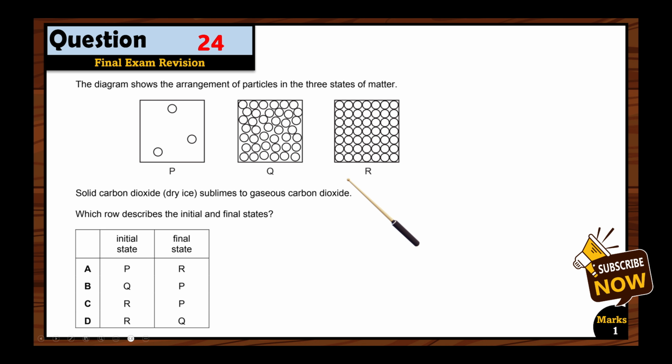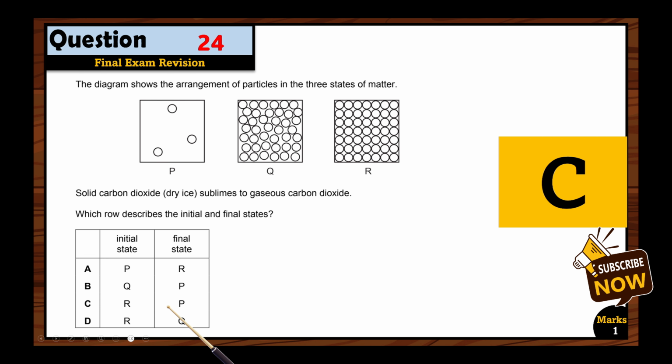So which one is solid? Of course, R is a solid and P is a gas, right? So R to P. So the initial state is R and the final state is P. So I think option C is correct. Yes, option C is correct.